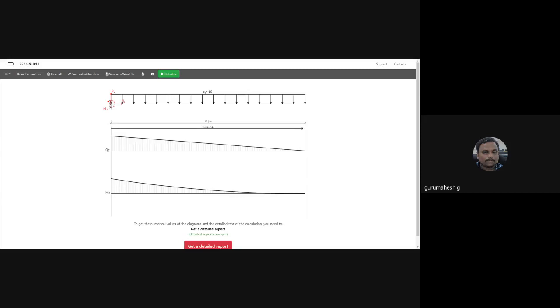Next, moment. What is the formula for moment? Force into its perpendicular distance. So here 0, keep it 0. Coming to here, force is equal to 10 into 10, it gives 100, acting at the centroid. What is the centroid location of this beam? The beam height is 10 meters. A rectangle generally has its center at the middle. 10 by 2 is equal to 5. 100 into 5 gives 500. So I keep the point here and draw the line between these two.